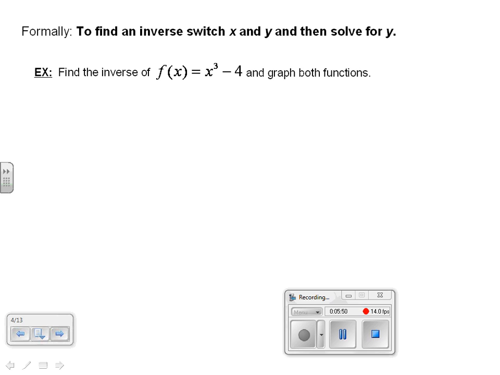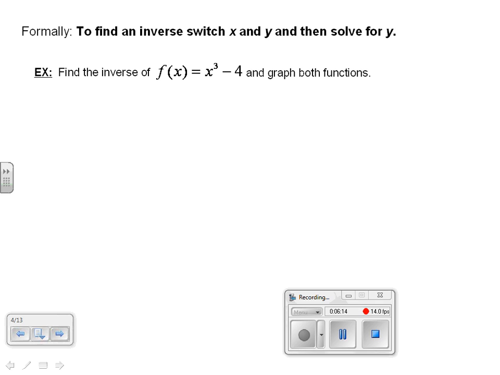But hopefully we're not really going to look at too many that are overly complicated for us to solve for y. Okay, and I made this a little extra difficult because we don't even have y in the problem. We have f of x. So we're going to make that little change right off the bat here. So we're going to find the inverse of f of x equals x cubed minus 4, and we're going to graph both functions. So I'm going to do this on my calculator, so you might want to have that handy. I have the picture for us here, so if you don't have your calculator, it's really not a big deal.